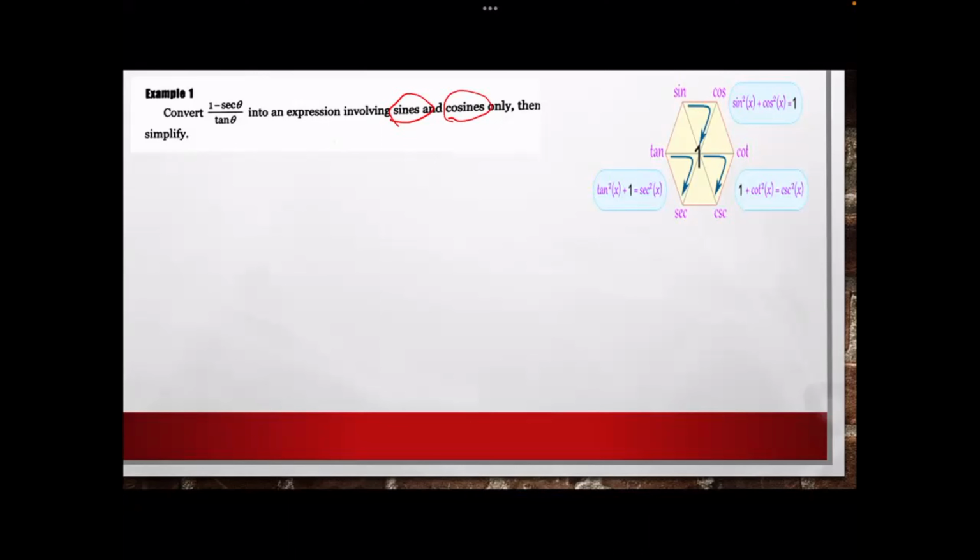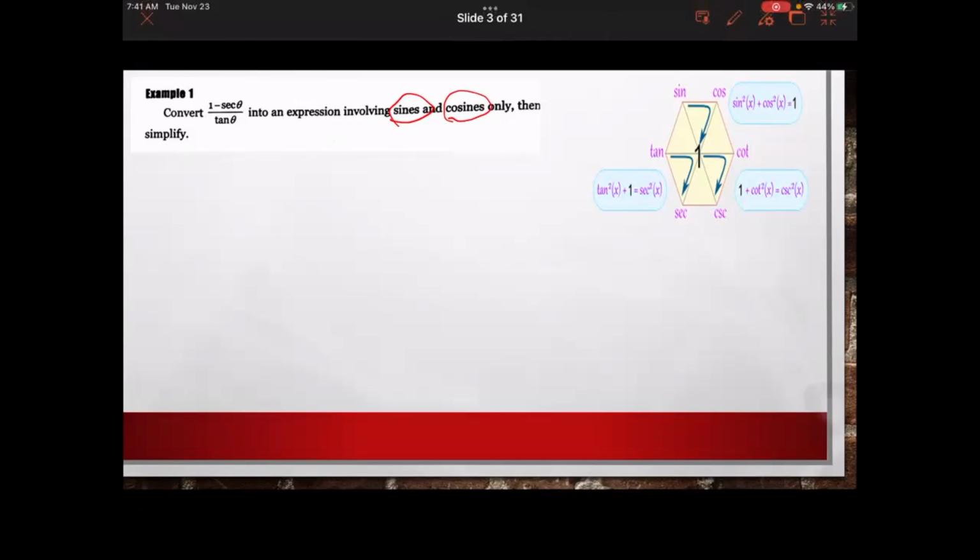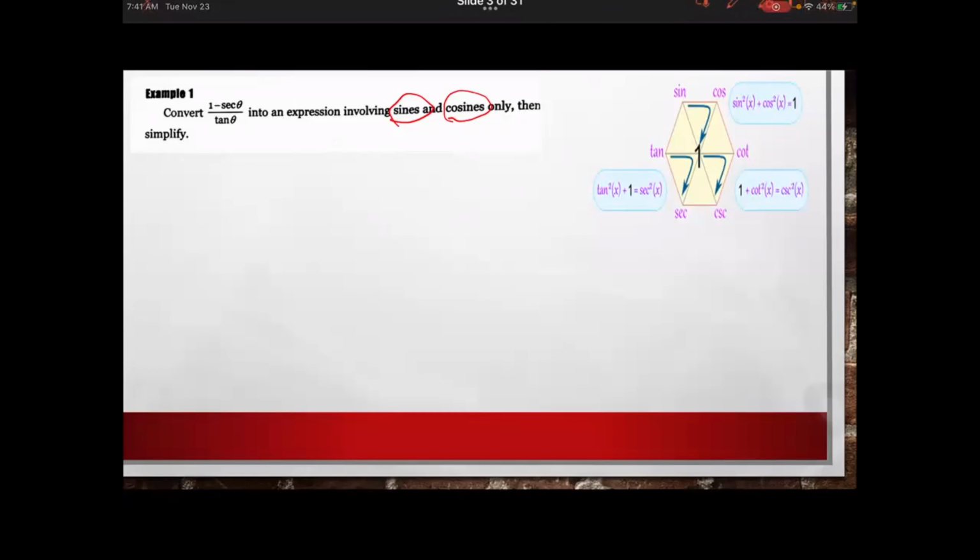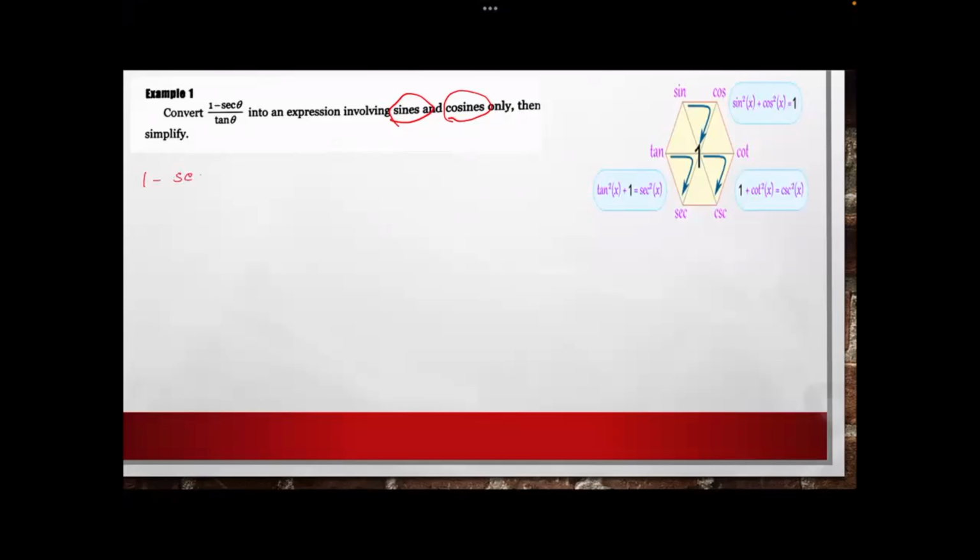Let's have the 1 minus secant over tan theta. So, magkakaroon tayo dito na 1 minus secant theta over the tan theta. So, ang papalitan natin dito is yung secant at saka yung tangent, kasi sila ay wala sa sine and cosine. Pag palitan natin ito, magkakaroon tayo ng 1 minus, ano yung reciprocal ng secant? Anyone? Anong possible natin ipalit kay secant theta?